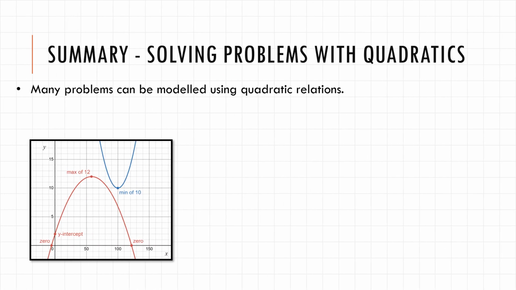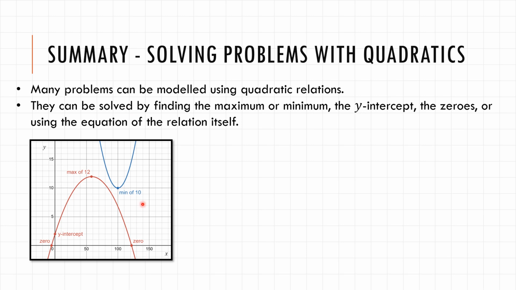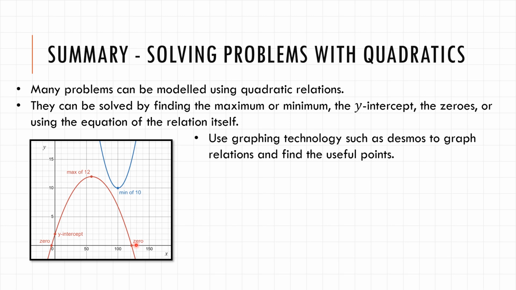In our first real lesson, we realized that if we have a graph, many problems we can create. If we create a graph of it, we'll get a shape called a parabola, and that is the graph of a quadratic relation. You can solve those problems when you model them with a quadratic by either finding the maximum or the minimum, by looking for the y-intercept, or maybe even the zeros. If you have the equation and not a graph, you can always use graphing technology like Desmos to graph that relation and find what are these useful points.